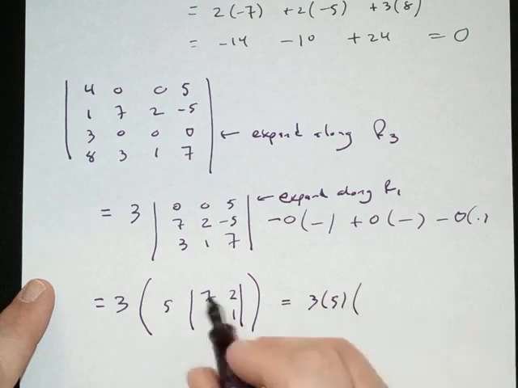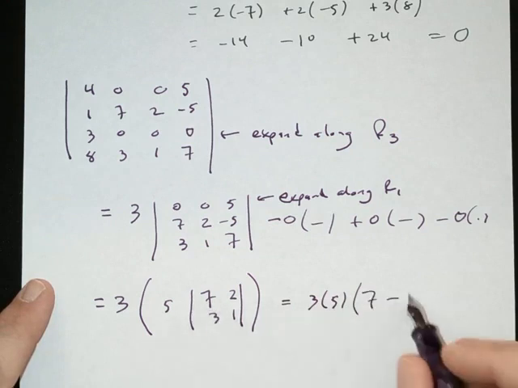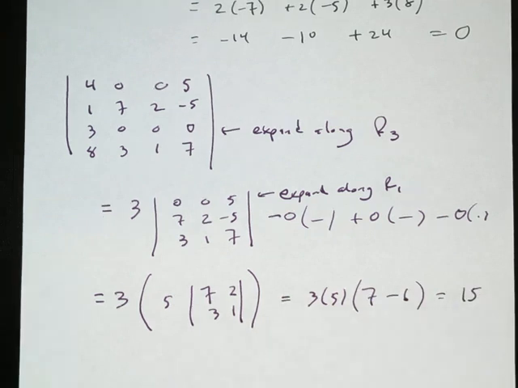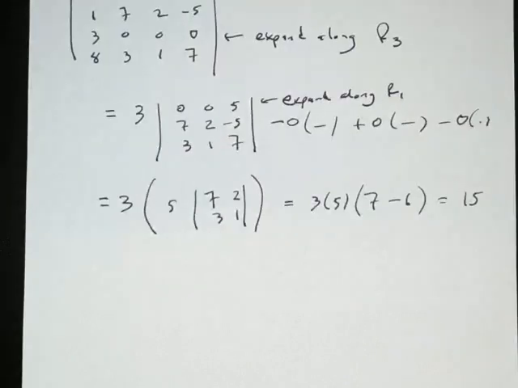3 times 5 times 7 minus 6 is 15. This matrix is invertible. Poof. I don't care how big it is. If I make good choices about which way to expand, I can remove a lot of calculation. I think this one is problem 13 in the text.